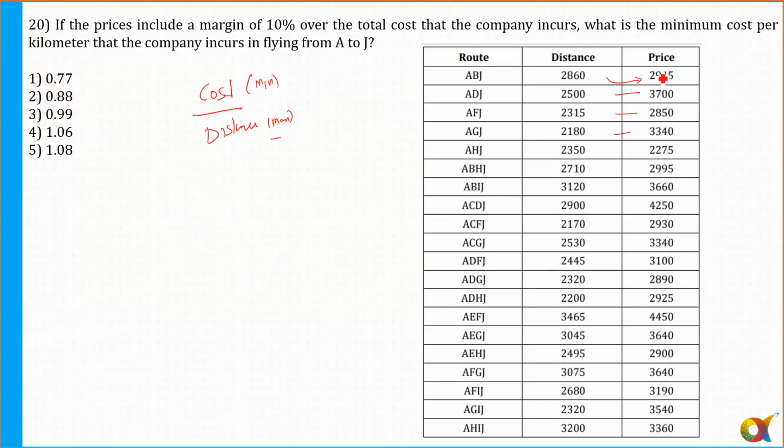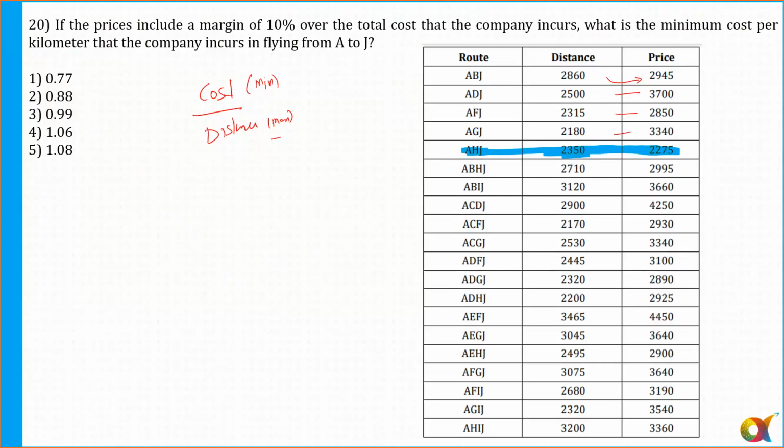There is exactly one value where the cost is less, and that is the route AHJ. In the route AHJ, if you observe here, the price is 2275 and the distance is 2350. So this ratio is 2275 upon 2350, which is less than 1. And in all the rest of the cases, the price is more than distance. So in that case, we do not need to calculate for all the values here. Okay.